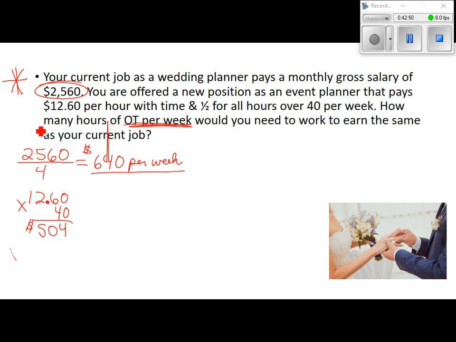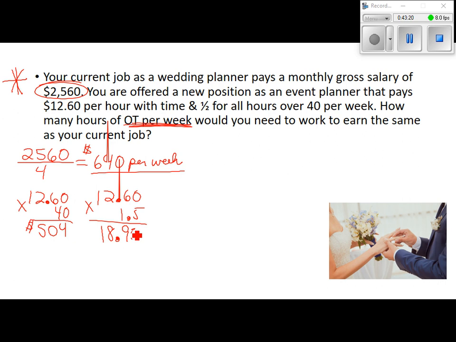How are we going to figure that out if we make time and a half? What do we have to do with that $12.60 again? We did this earlier, this chapter also. Times it by what? 1.5. Somebody do that for us. Ignore my stray marks going up through there. 18.9. So $18.90.